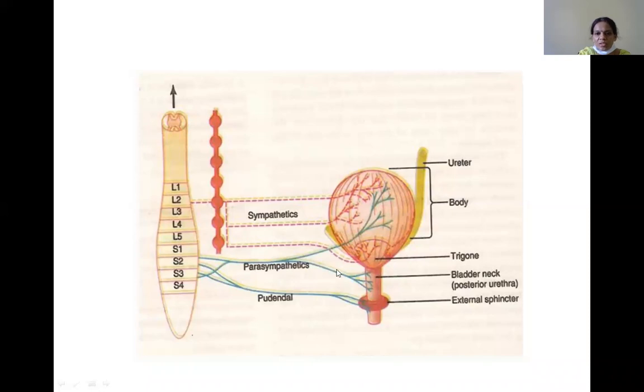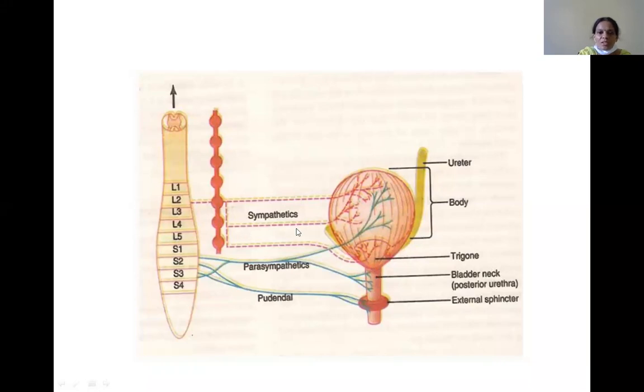Whenever the bladder is being filled up, what happens? The stretch receptor information is carried to the sacral part of the spinal cord, that is S2, S3 and S4. From here, the information is relayed to the bladder and also to the internal sphincter. So it causes contraction of the bladder muscle as well as relaxation of the internal sphincter.